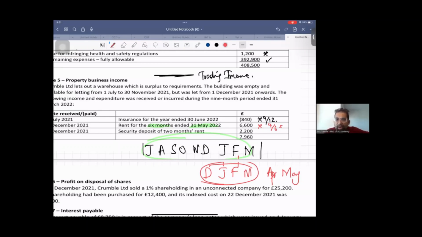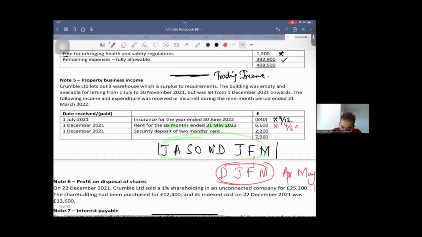And finally, a dodge. Security deposit for 2 months. Security deposit is not an income. Why? You receive the security deposit and once the tenant leaves, you return it. So it's not your income. We have discussed this in class. So only 2 things, this line and this line, are relevant. This is irrelevant.